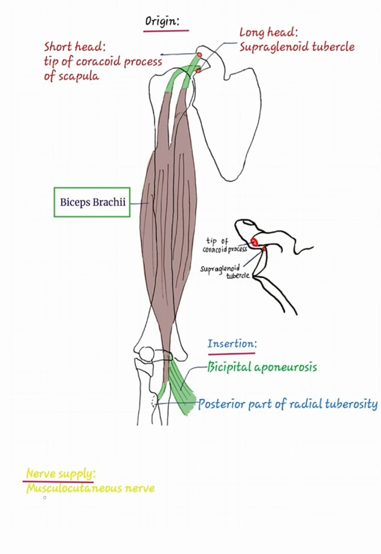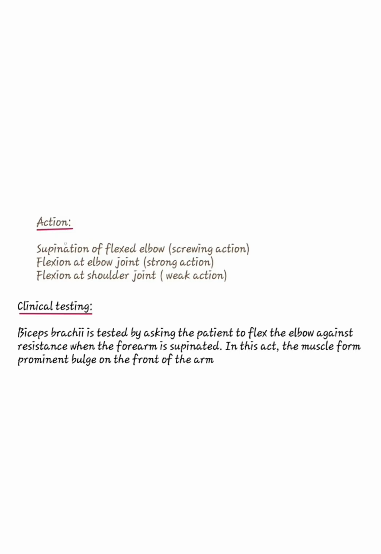Nerve supply: it is supplied by the musculocutaneous nerve. Action: supination of the flexed elbow, and flexion at the elbow joint, which is a strong action. It also causes flexion at the shoulder joint, which is a weak action.